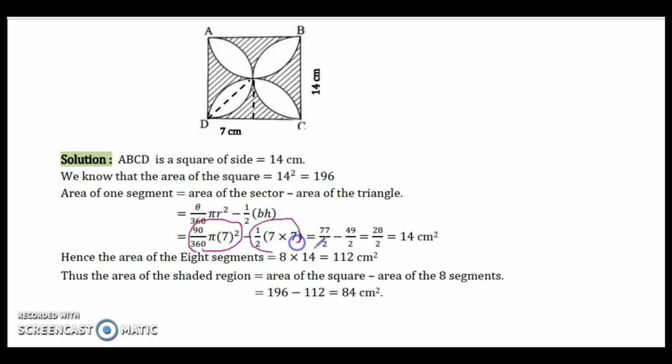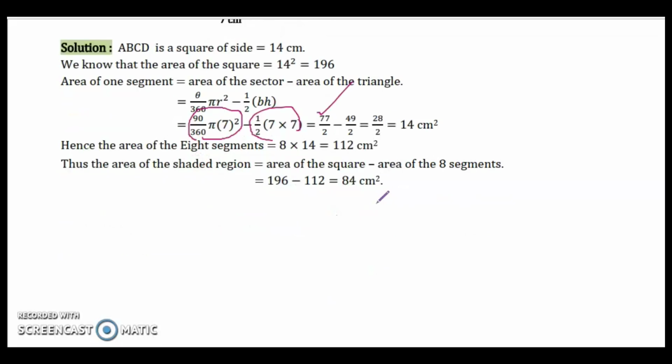This is half into BH. If you find out the answers, we are getting 77 by 2 minus 49 by 2, that is 28 by 2, that is going to be 14 centimeter square, right?